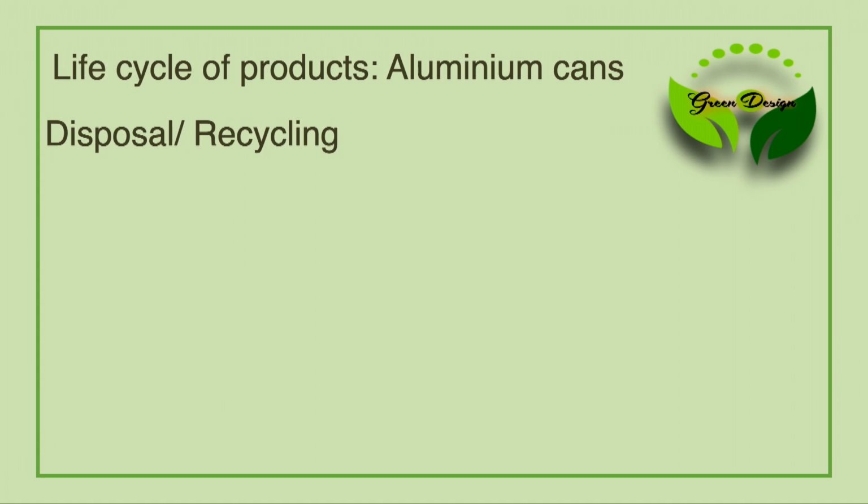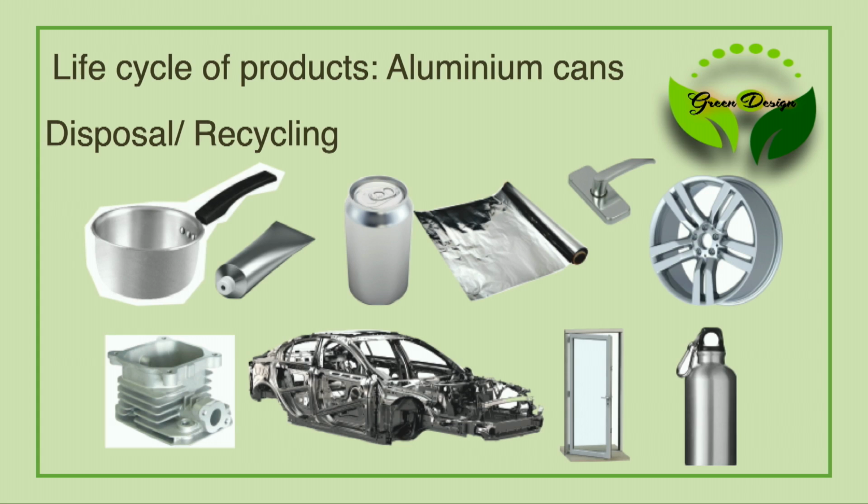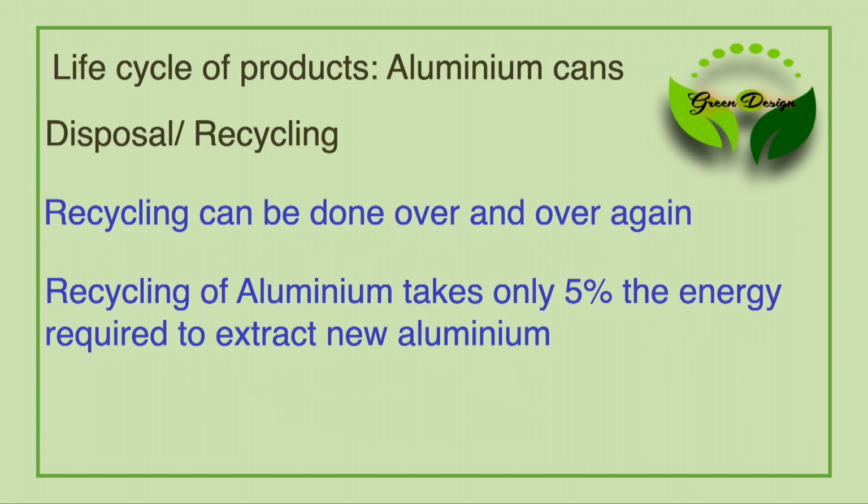When disposed of, it is strongly advised that aluminium cans are disposed of separately in special bins so that they can be recycled into numerous useful products such as these. Aluminium can be recycled over and over again. Recycling of aluminium uses only 5% of the energy required to make aluminium from new ore. This is done to protect the environment.